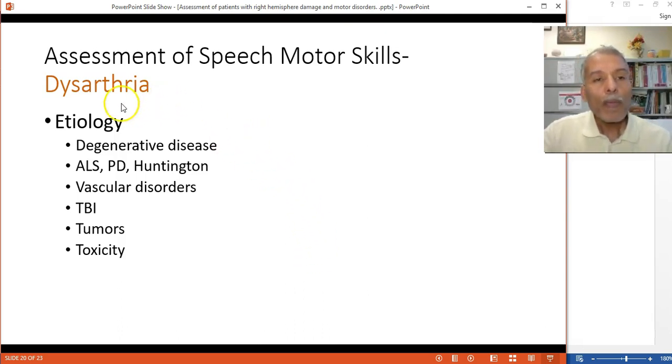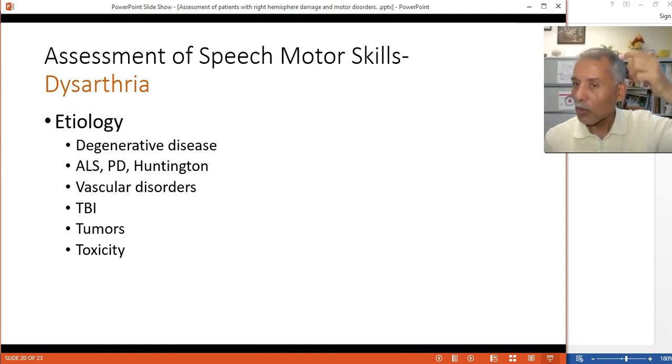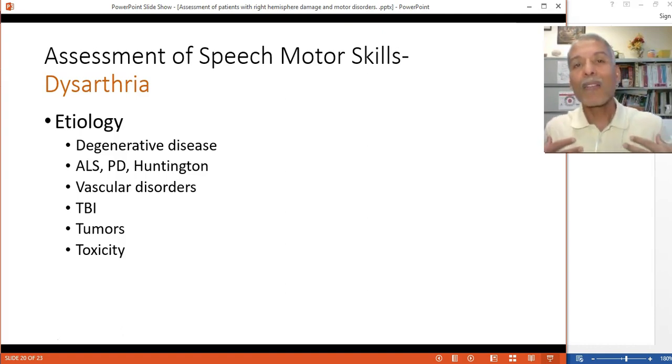So now we look at assessment of dysarthria. In dysarthria, the ideas are intact. The pathway is intact. You want to say something, you send it to the motor cortex. However, the motor cortex, even though it has the command, the muscles themselves cannot do the job. The respiratory muscles are not working hard enough.